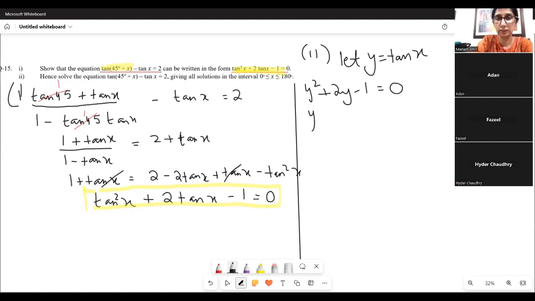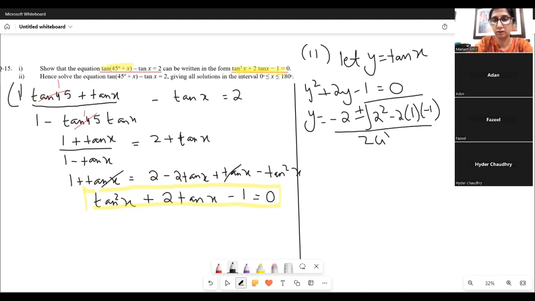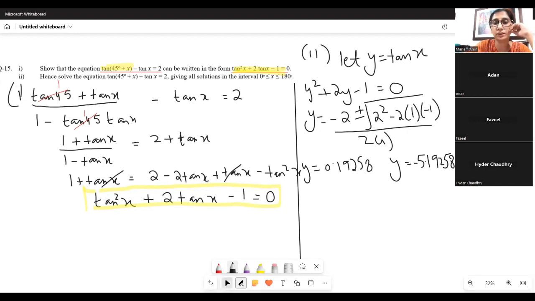Minus b plus minus square root of b square minus 4. Sorry, b square is 4, not 4 square. b square minus 2ac upon 2a. Which gives 0.19258 and minus 5.1925. Okay, replacing y with tan x.